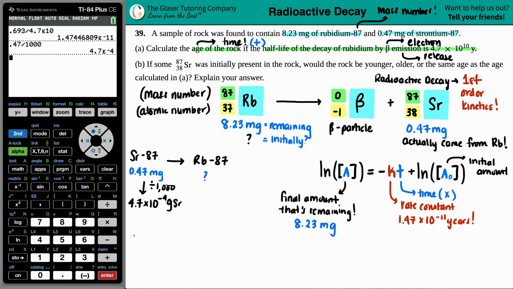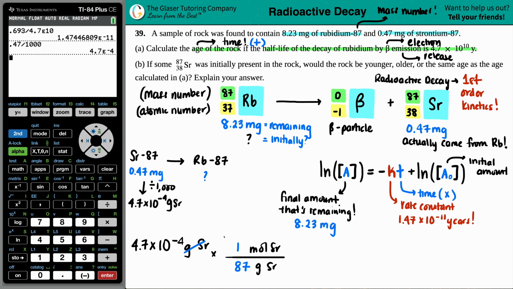Now, let's go for it, right? 4.7 times 10 to the negative fourth grams of the strontium. We don't want the strontium anymore, so that's got to go in the bottom. We're converting here. We're using stoichiometry. So grams of Sr go on the bottom. We got to go to moles of Sr. 1 mole of strontium equals the mass that the strontium had, right? And in this case, they did tell us that the strontium was 87. So we're going to put that 87 down at the bottom here.